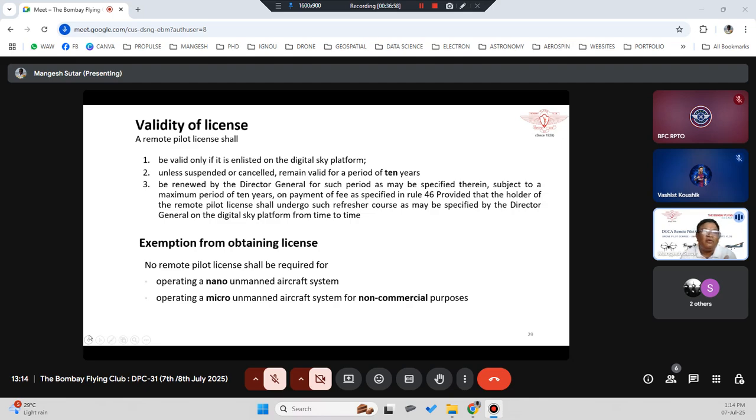I mean, there are hardly 1 or 2 OEMs who have developed that kind of drones in a micro class. Okay, so that's why right now it is not required, neither license nor type certification. So DGCA wants maximum drones to be in the small class segment.